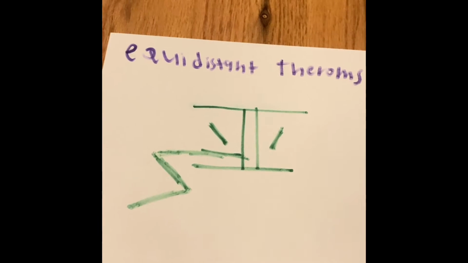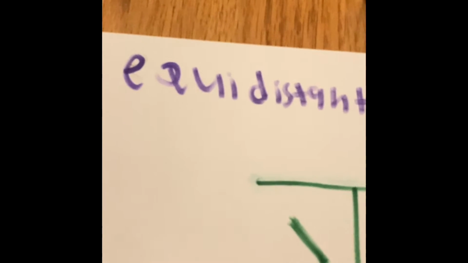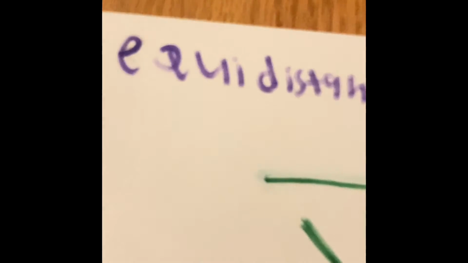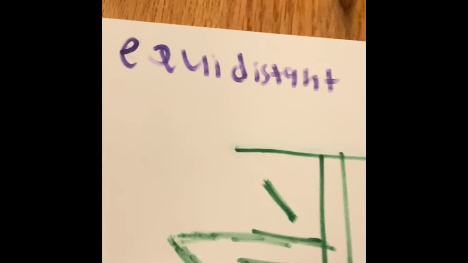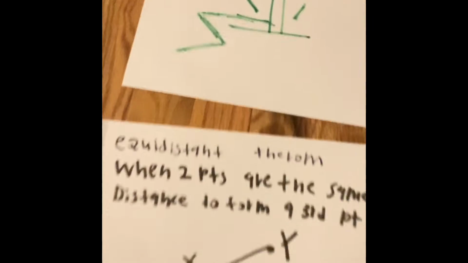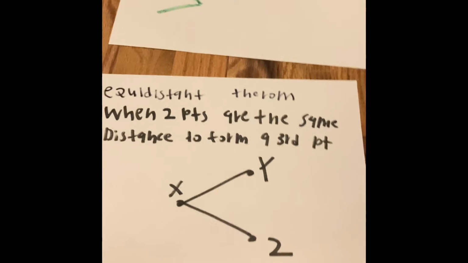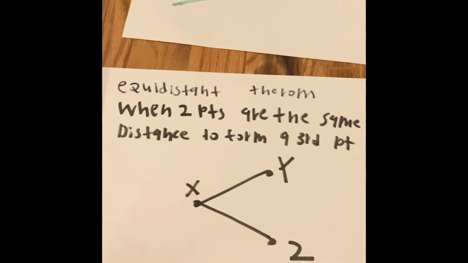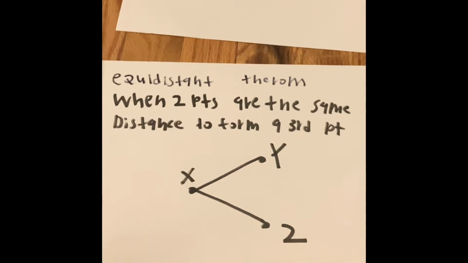When you think of equidistant theorems, what do you think of? Well, you already think of the word equal, because it says the word equidistance. So let's start learning about it. What's this? It's a theorem. Equidistance theorem. When 2 points are the same distance from a third point.